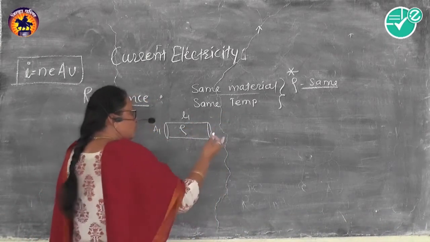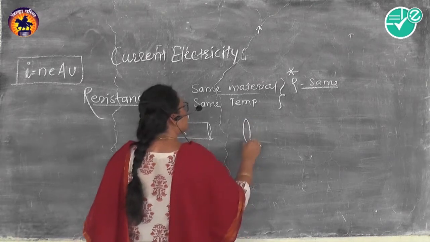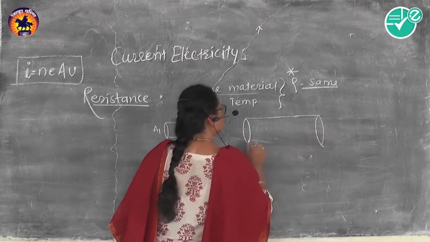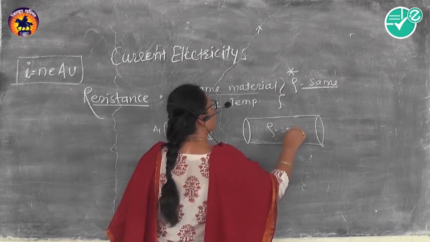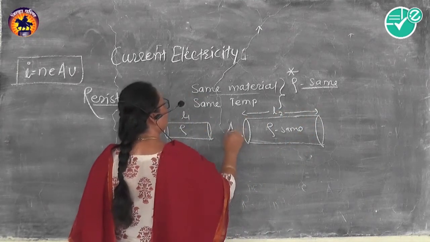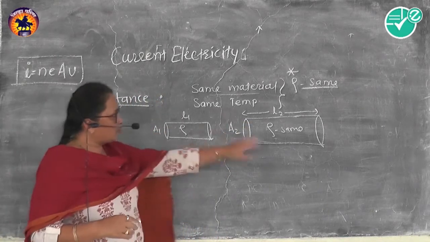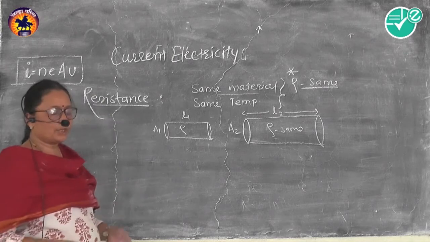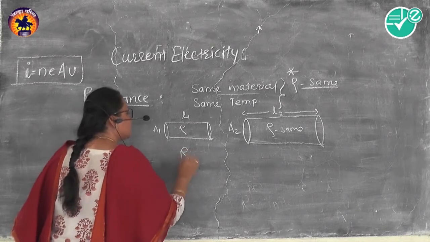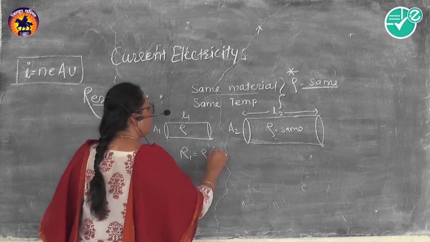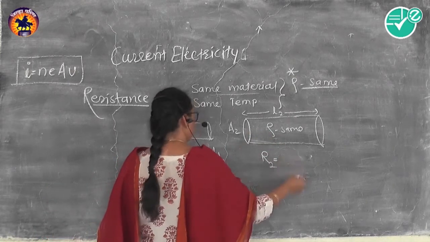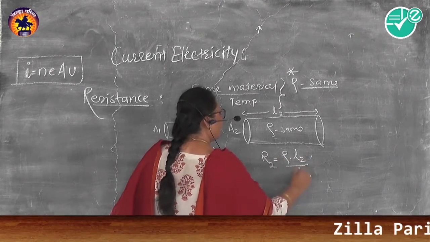And if we use another conductor of the same material, rho same, different length and different area of cross section, then the resistance in both cases is different, and those resistances can be related. In this first case, we can write resistance as R1, which is equal to rho into L1 by A1, and in the other case we can write R2, which is equal to rho into L2 upon A2.